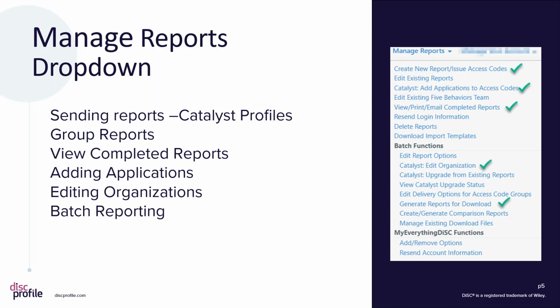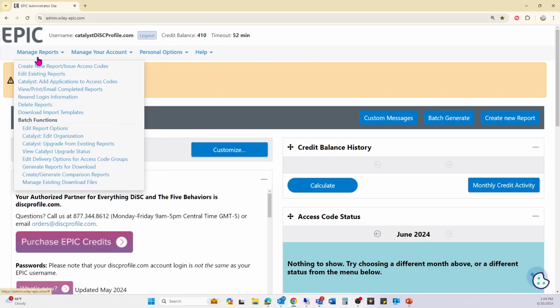You can edit those organizations where people are living in the Catalyst world. And then you can also do some batch reporting to download large lump sums of reports. So that way you don't have to go in and do onesie twosies. That Manage Reports dropdown is going to be up here underneath that Epic logo in the top left. And so we'll go ahead and kick off.